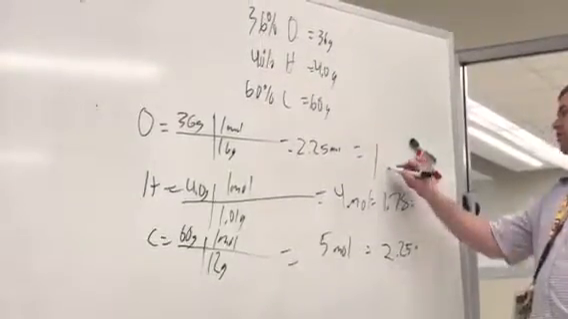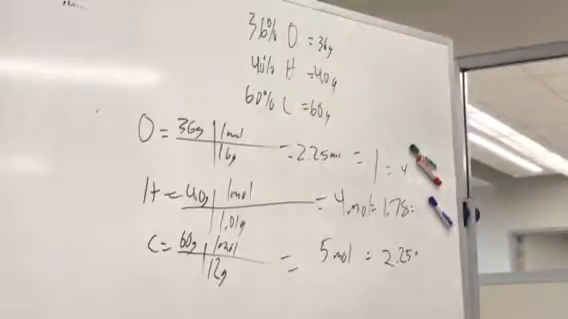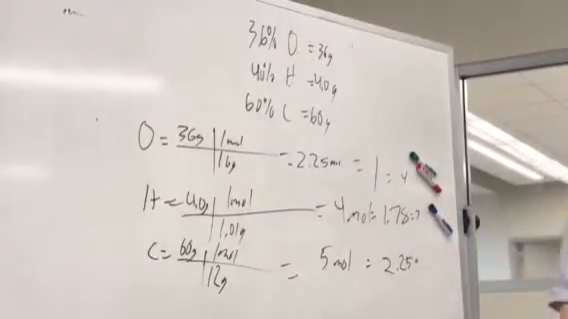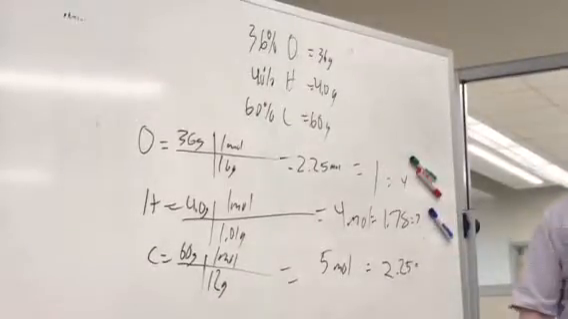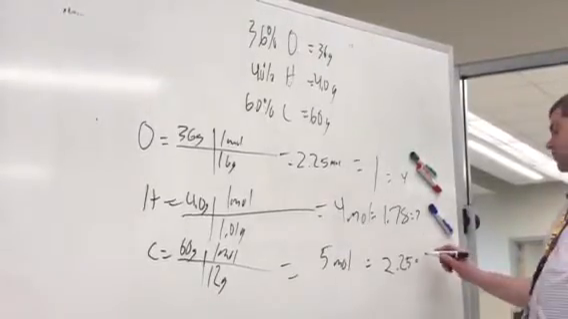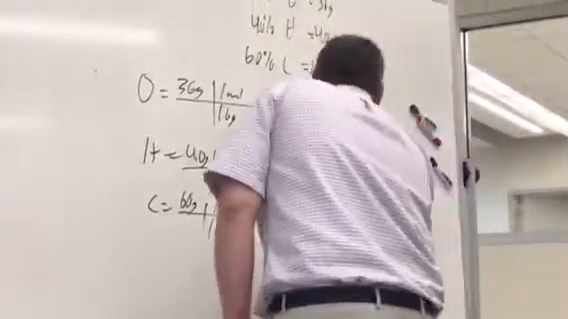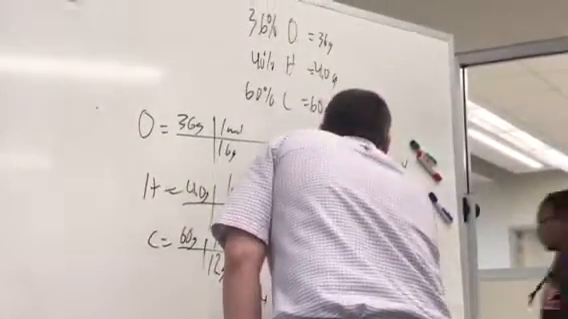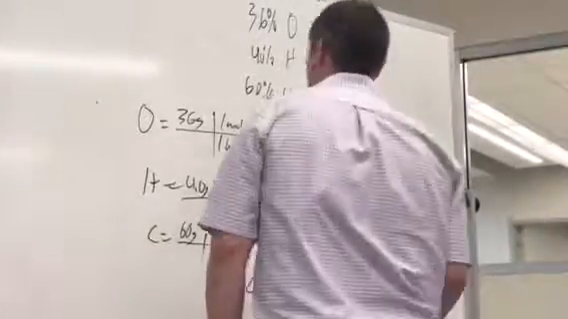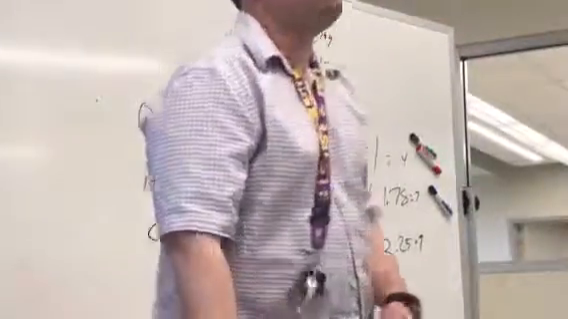So pretty much I would just multiply every one by 4 to get whole numbers. What are my whole numbers? 1.78 times 4 is 7. 2.25 times 4 is 9. So that will be O4 H7 C9. And that would be my empirical formula.